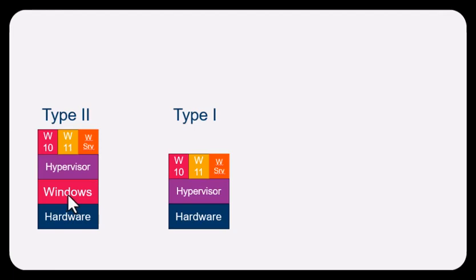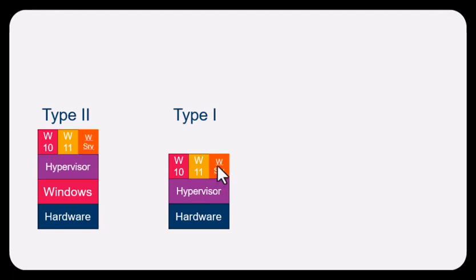There is such a thing as a type 1, and this is the way we do it typically in industry. We just have hardware, there's our computer, and then on top of that computer we put a hypervisor. This is a bare bones hypervisor. That is to say, there is no operating system on this hardware. This is the operating system. But its only purpose is to run other operating systems on top of it. So here's my Windows 10, my Windows 11, my Windows Server.